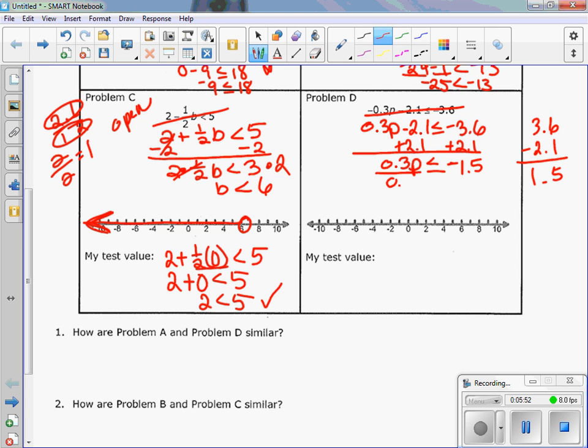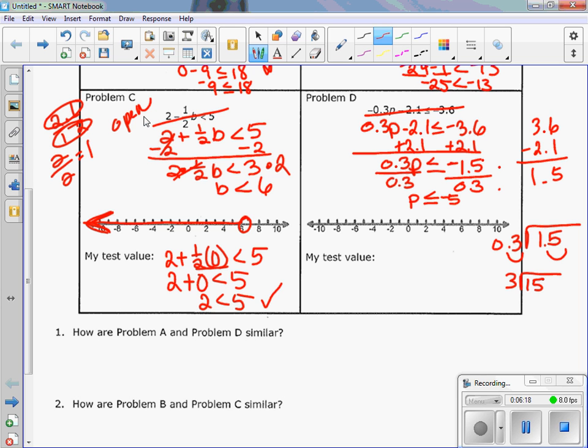Then going to divide by 0.3. This is also a good review of how to divide with decimals. You're not allowed to have decimals on the outside, so you have to move it over, which is the same thing as multiplying by 10, which really just means we're dividing 3 into 15. So it's going to give us p is less than or equal to 5. And that's a negative because, remember, it takes 2 negatives to make a positive.